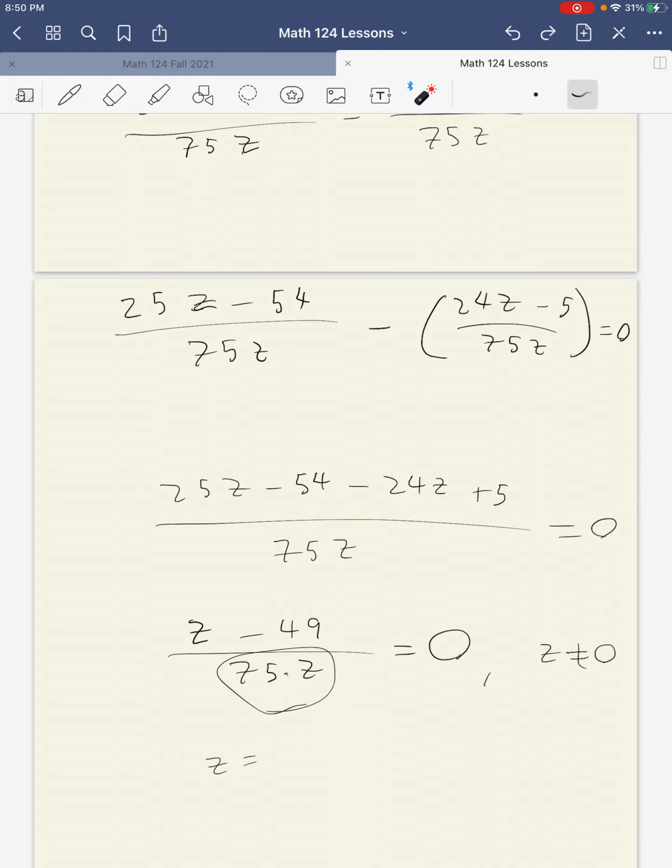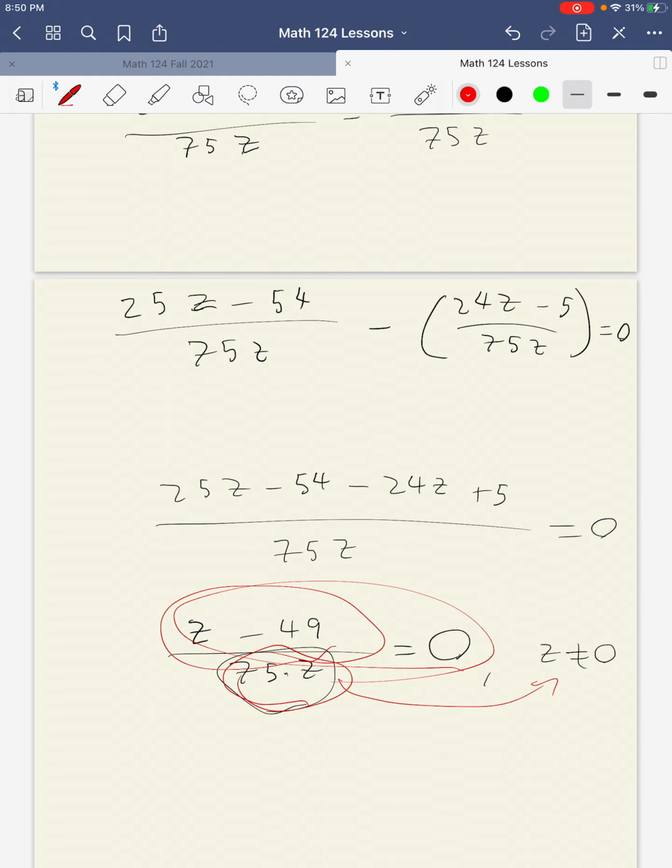Right, so maybe I will do that again here. So what I said was, the bottom does not give us a solution, it just tells us the domain. So what we do is we take the top part of the fraction and we solve that. So when we solve this, we get z equals 49.